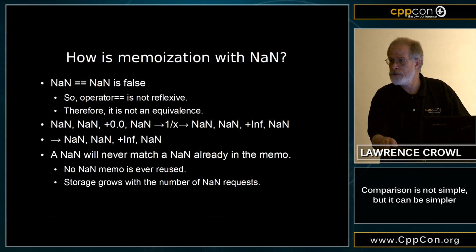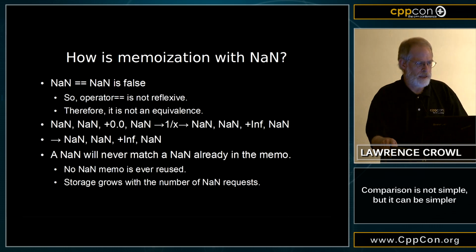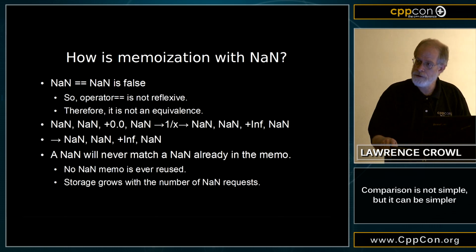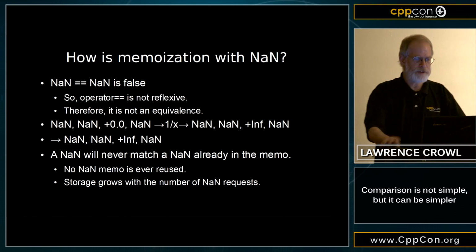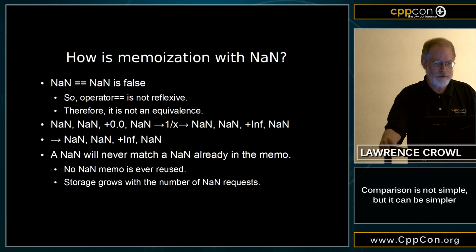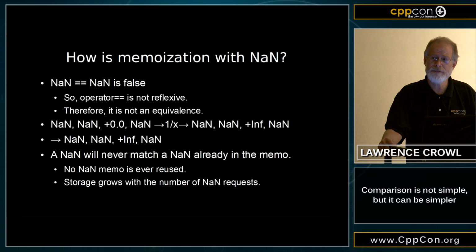So how is memoization with NaN? The signed zeros were our easy case. Let's go to NaN. NaN equals NaN is false in IEEE floating point. So operator equal is not reflexive, which means it's not even an equivalence. It's so far off the map, you don't even know what it is. So let's take 4 numbers, run them into our memoization algorithm with 1 over x, and we should expect NaN, NaN, plus infinity, and NaN. What we get out is NaN, NaN, plus infinity, and NaN. Really? We have an algorithm that's so totally broken we don't know what it means, and we get the right results.